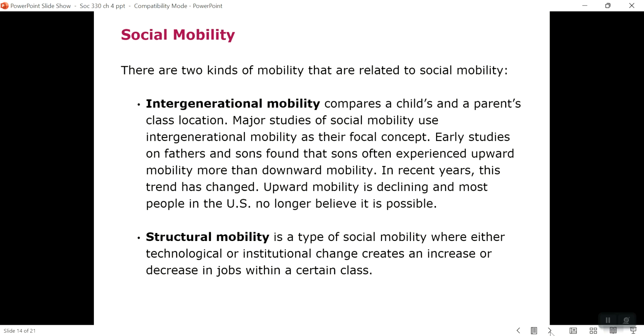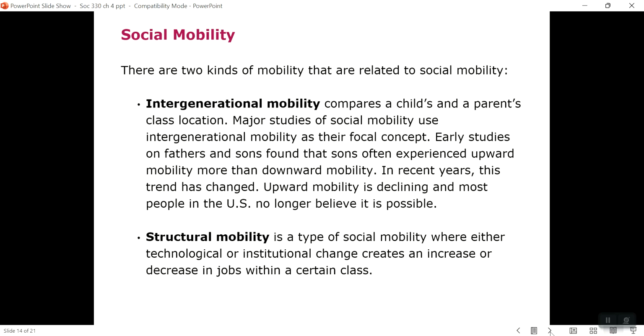So the reality, though, is in the last 20 years, this idea of upward mobility, most people still believe they can achieve it. But if you look at what's actually happening, that actually has not happened. And so one thing we have seen happen, though, is what's called structural mobility, where technology, perhaps, or the change within an institution creates an increase or decrease in certain jobs.